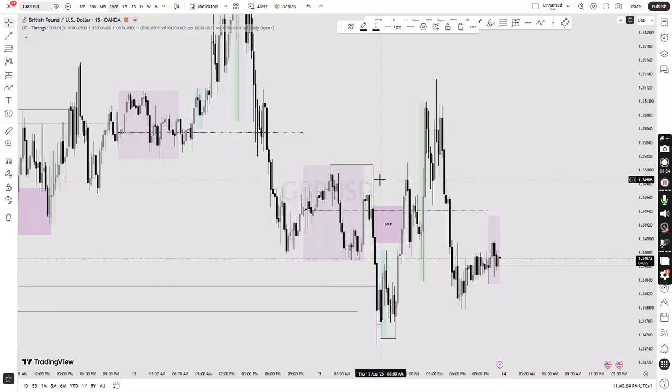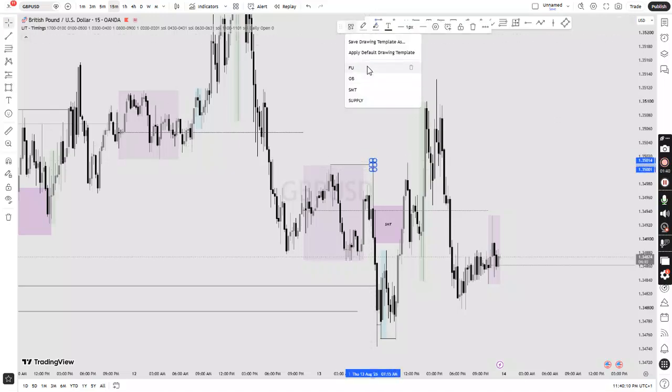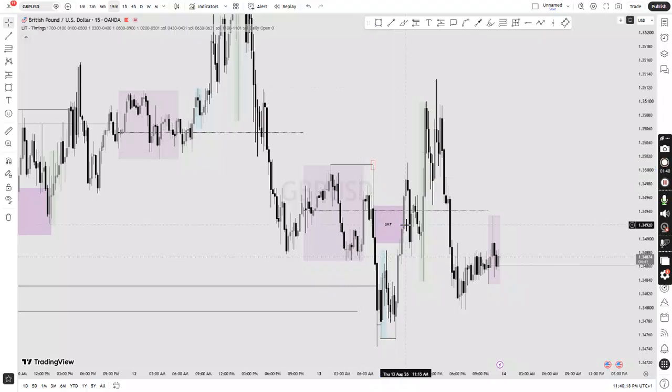Now, most people would see this as the inducement of the day, but it is not the inducement of the day. Yes, it can sweep the highs, but as long as it has only done exactly what it needs to do, price is going to go back to take them out, more often than not, most of the time.